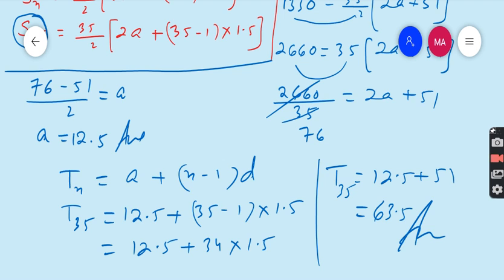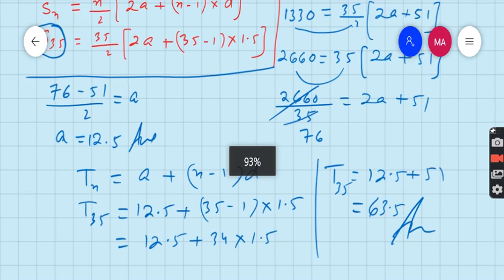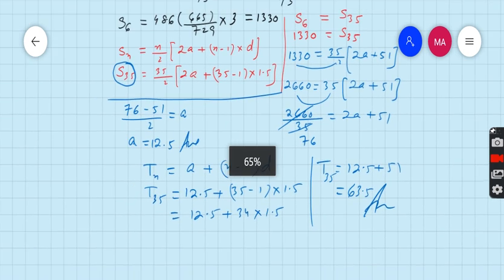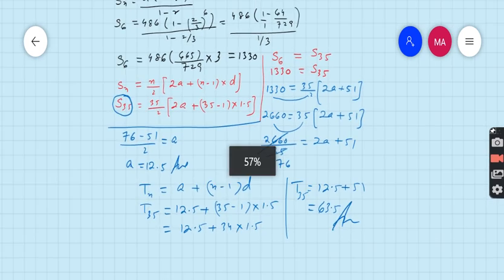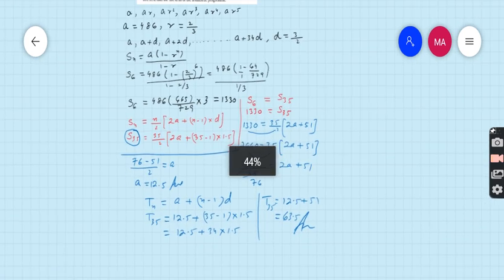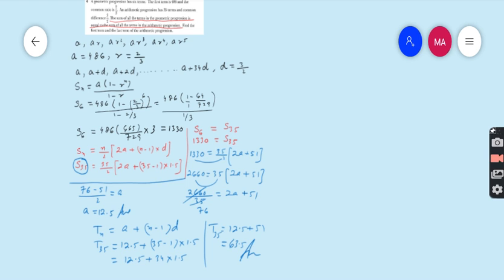So I hope you understand the entire question, question number 4. This is the whole summary of question number 4. Move to question number 5.